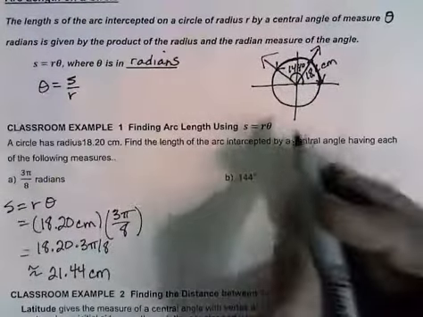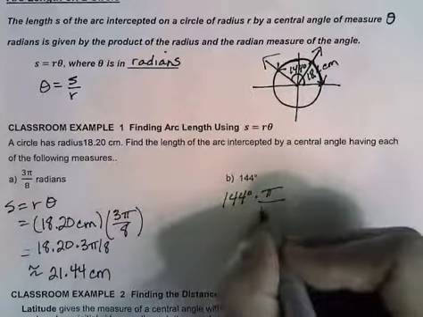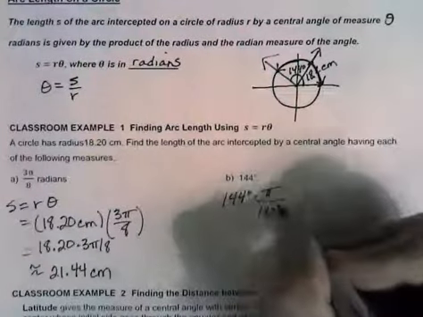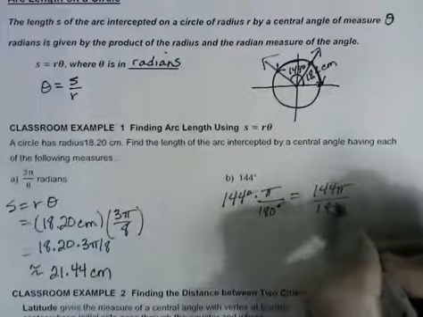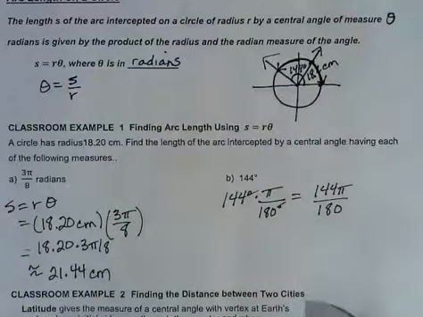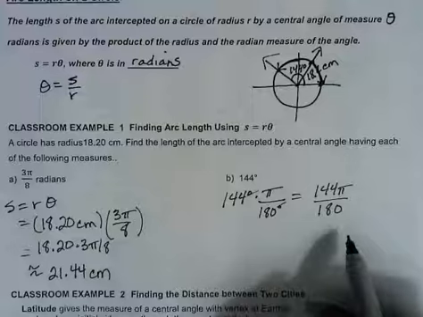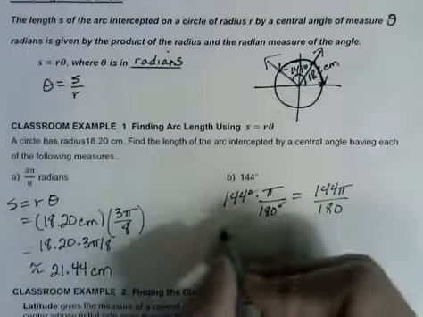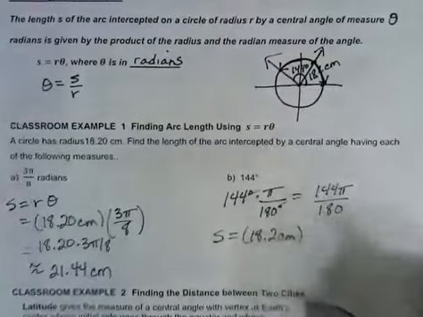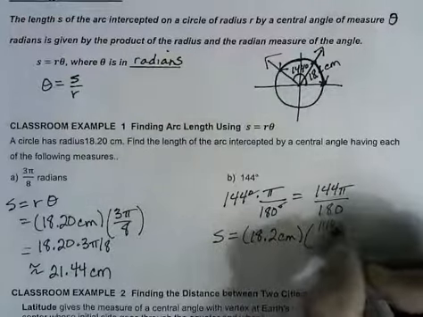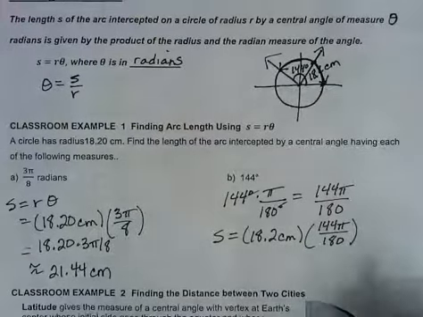To use the formula, we have to convert our degree measure to radian measure. We're going to take our 144 degrees times pi over 180 degrees so that our degrees cancel out. I'm just going to leave this as 144 pi over 180, because I'm going to do this on my calculator anyway and get an approximation. Now I'm using my formula to find s. I'm putting in 18.2 centimeters for the r, and here's my radian measure of my angle. I'm just going to work out this whole thing on my calculator.